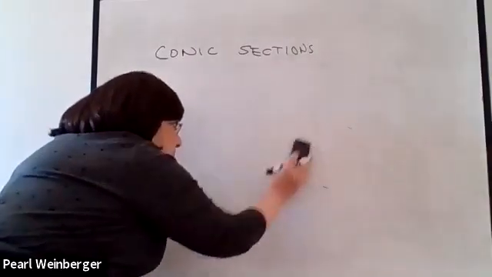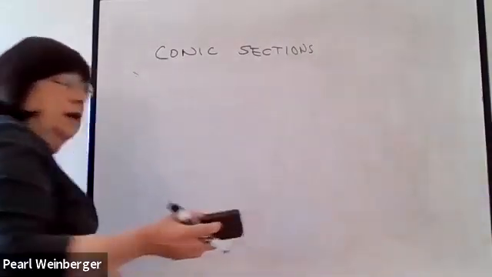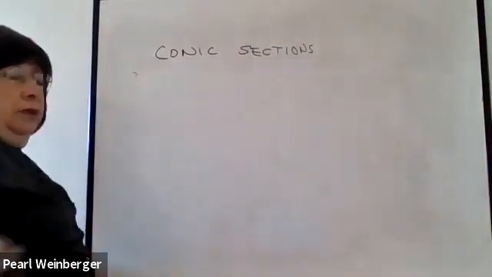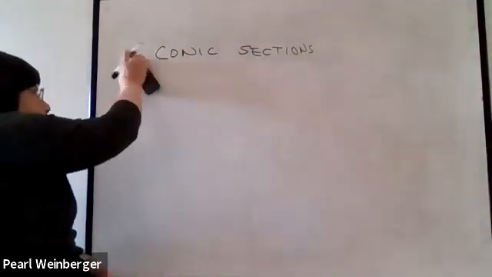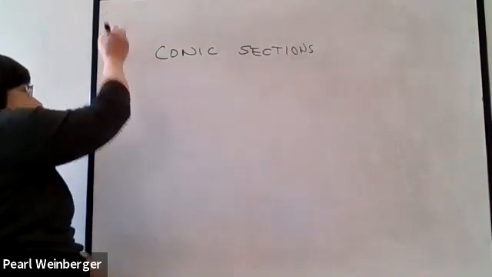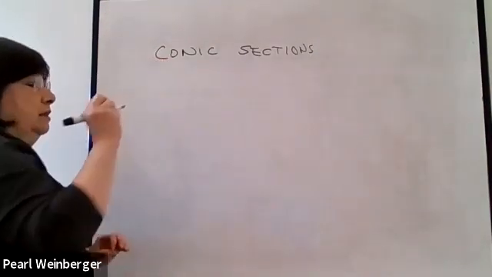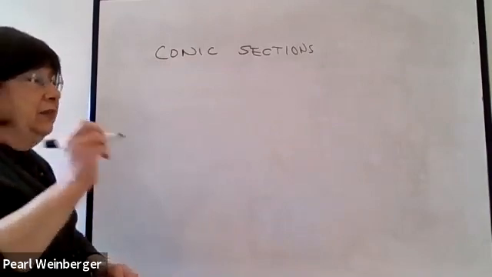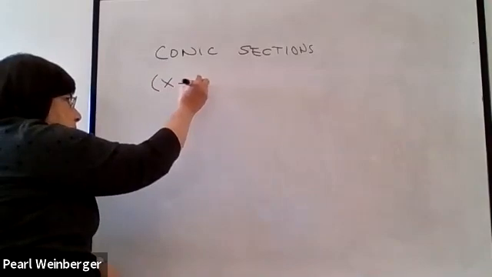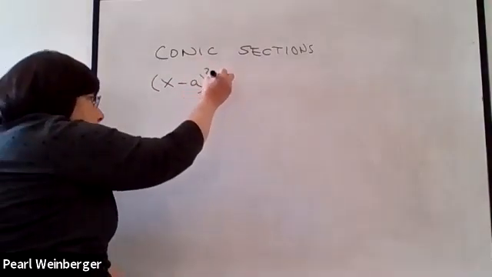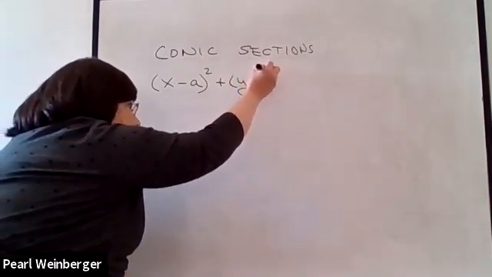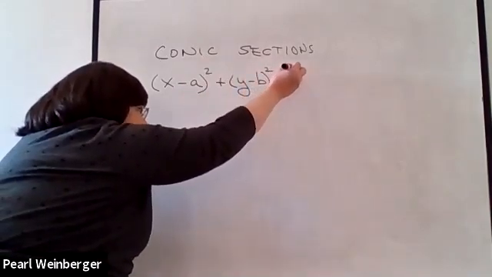What if we have a circle and the center is not at the origin? The standard equation for a circle that's not at the origin looks like this: (x minus a) squared plus (y minus b) squared equals r squared.